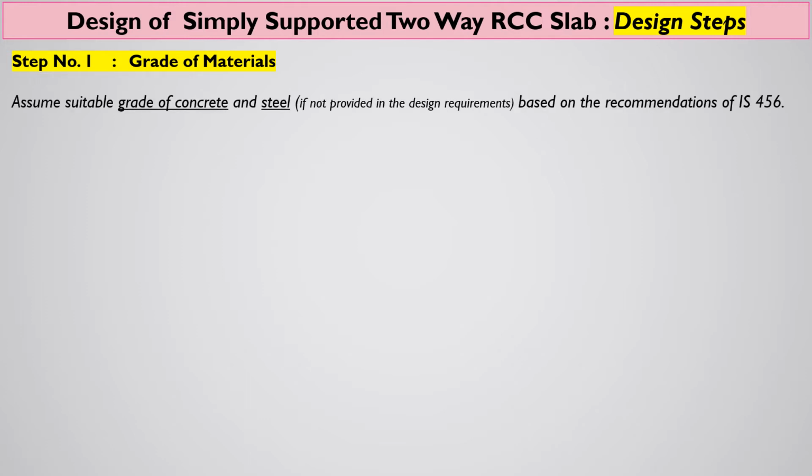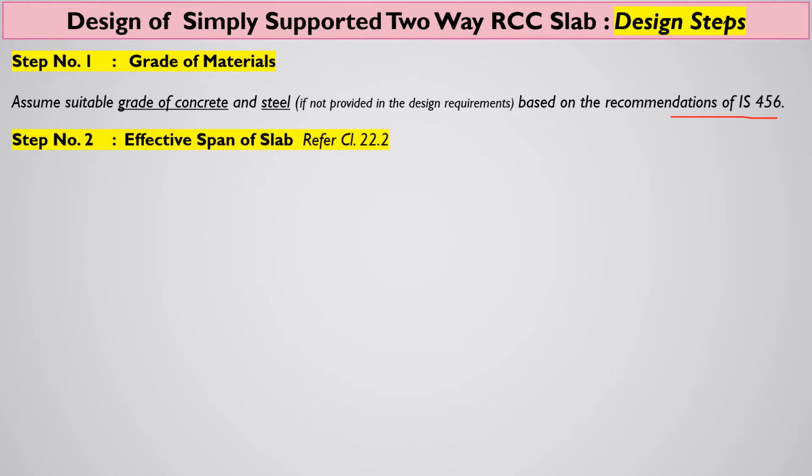And here in step number 1, as usual, we have to pick the grade of material, so that we can decide the grade of concrete as well as the grade of steel. Now, if this information is available in the problem statement, then we can directly pick the grade of concrete and steel from it. Otherwise, if the information is missing, then we can assume, based on the guideline of IS 456, the minimum grade of concrete as per the exposure conditions, and the grade and type of steel we have to take in the design.